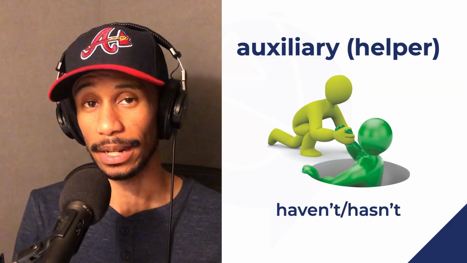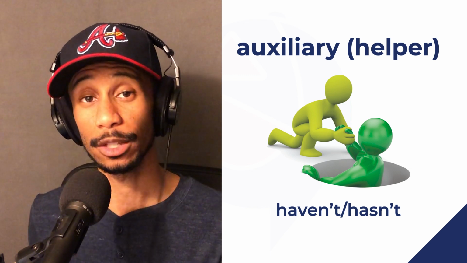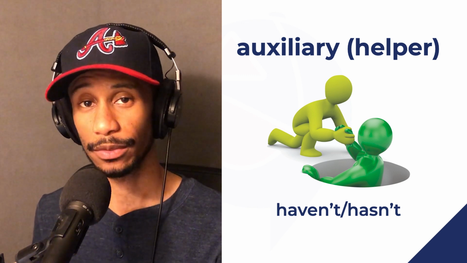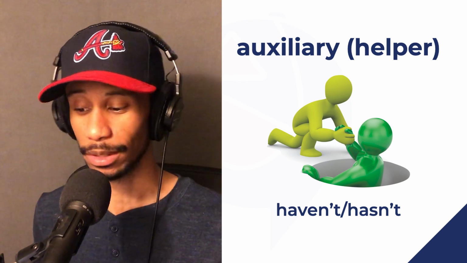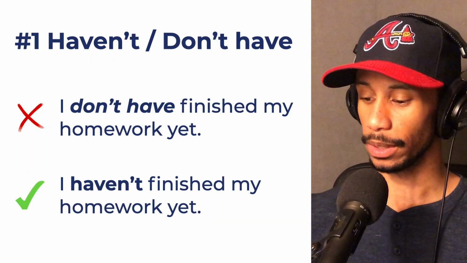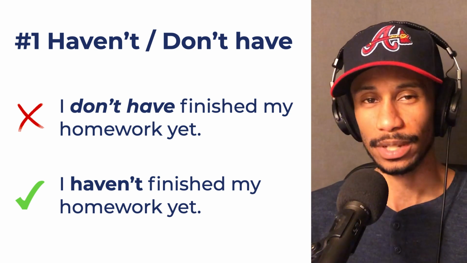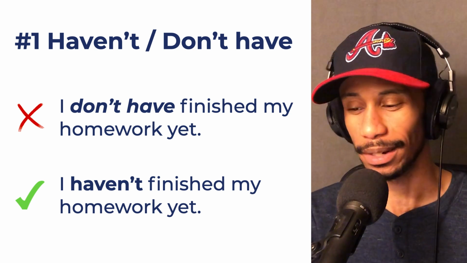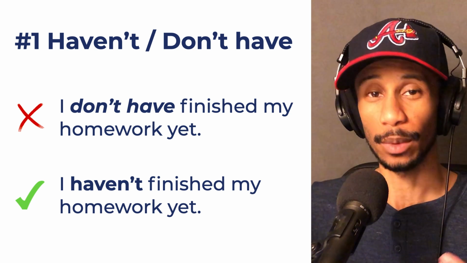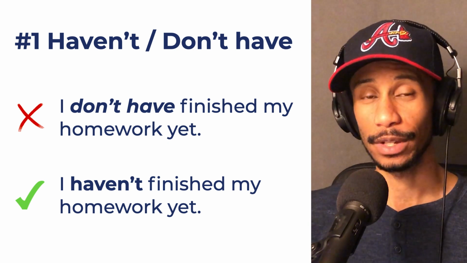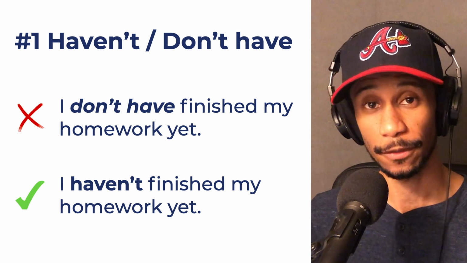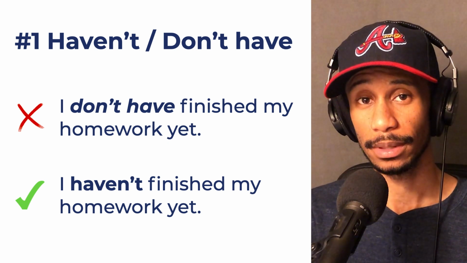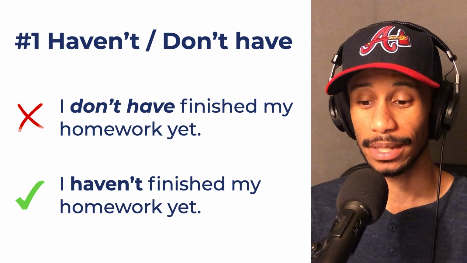Now, on the flip side, if have is the auxiliary verb, like in the present perfect tense, for example, then we say haven't or hasn't. So let me give you some examples. Number 1, I wouldn't say I don't have finished my homework yet. It sounds extremely strange. What I would say is I haven't finished my homework yet. So in this case, the main verb of the sentence is finish. The auxiliary verb is have. So we can say haven't or hasn't.